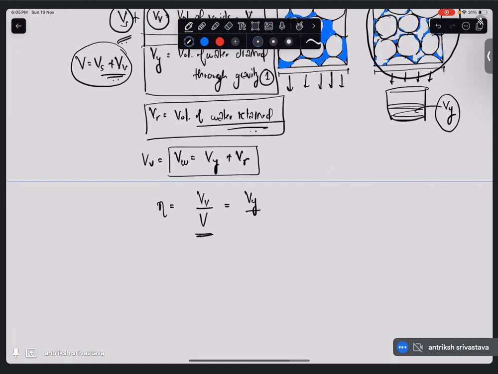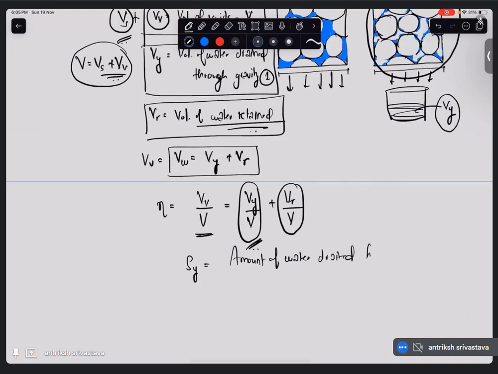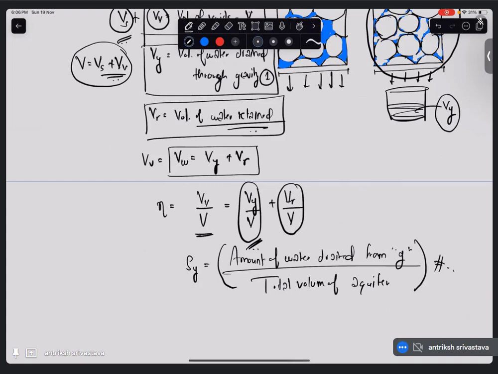VV is nothing but Vy plus Vr. So let me give them their own denominators. We have Vy by V and Vr by V. And what is Vy by V? Vy by V is nothing but your specific yield. That is the amount of water drained by gravity, G, divided by the total volume of aquifer. So the amount of water drained from the aquifer through gravity divided by the total volume of aquifer, meaning including the soil also. That is your specific yield.